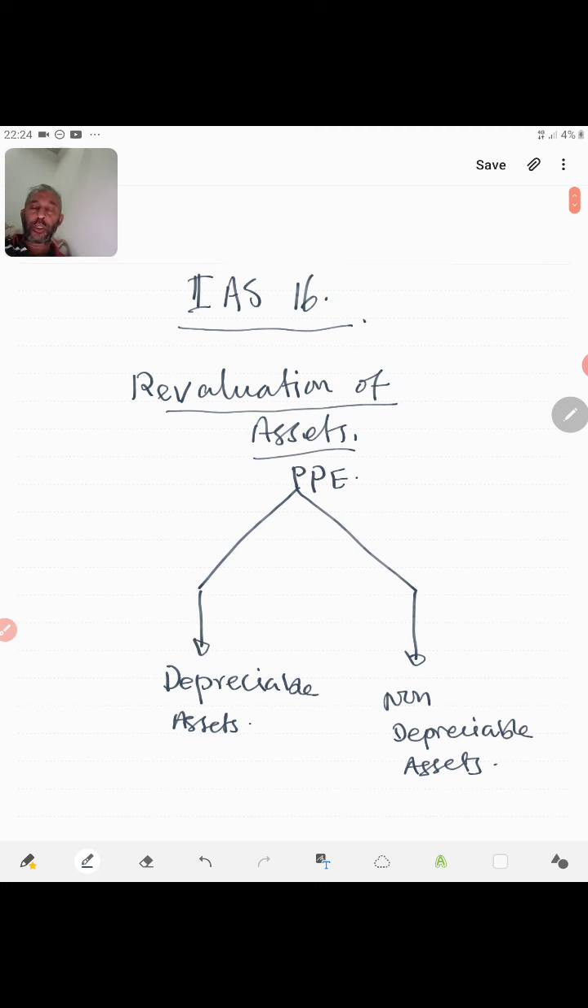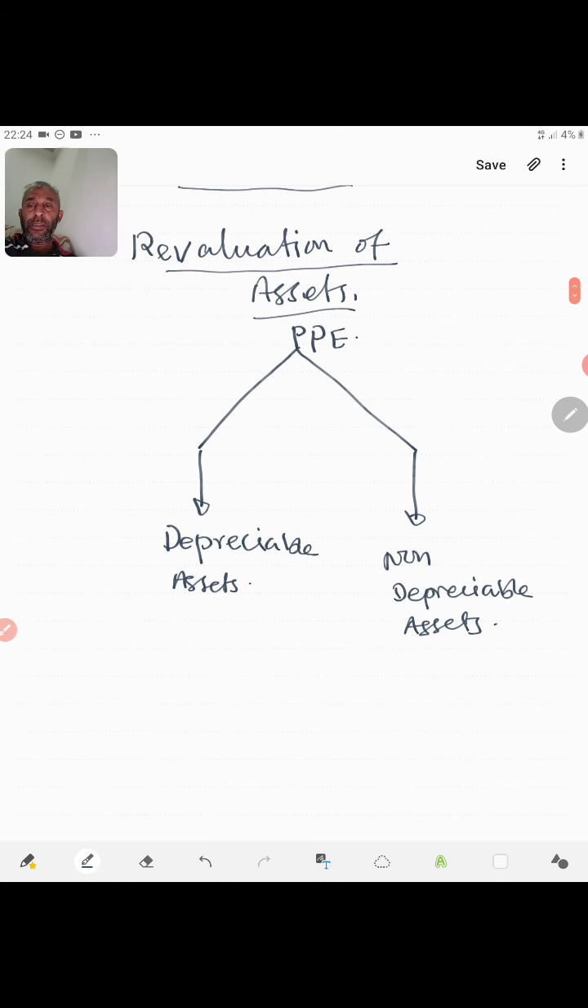The meaning of these two terms are when an asset has a limited life, maybe 5 years, maybe 50 years, those assets are known as depreciable assets. Whereas any assets which have unlimited life, those assets are referred to as non-depreciable assets. Example I would write here is the land. One of the main non-depreciable assets is land.